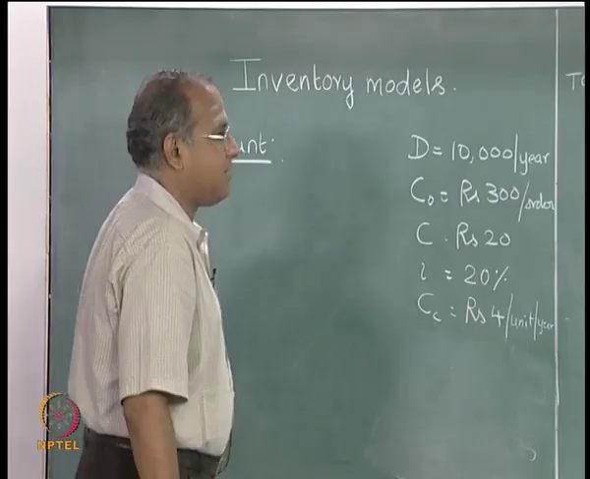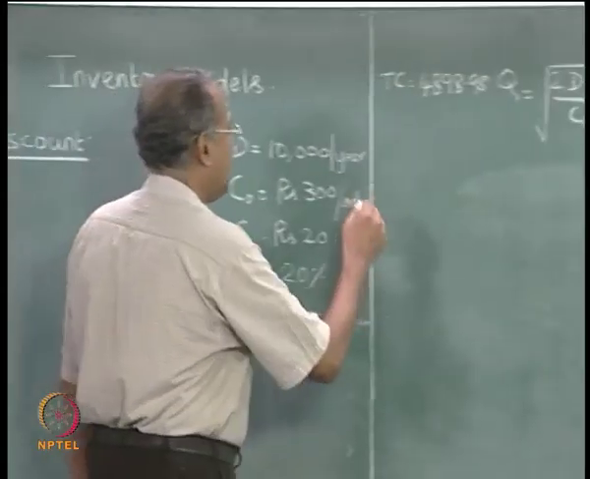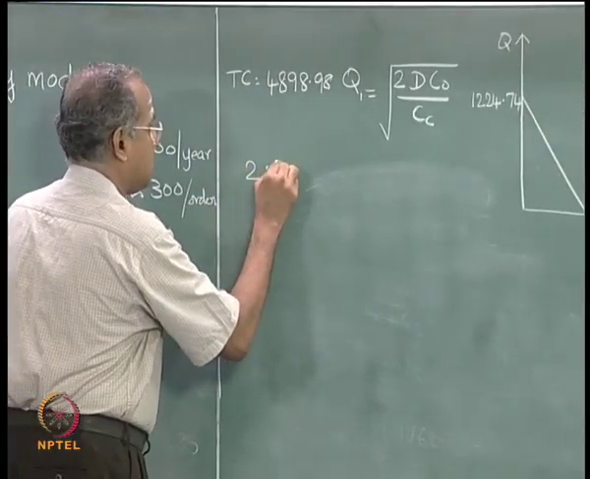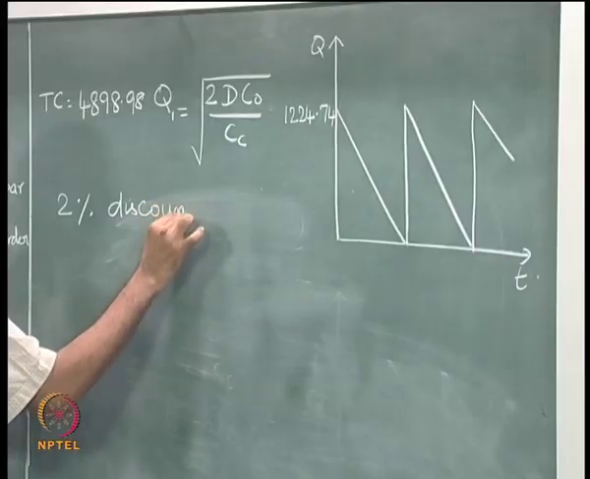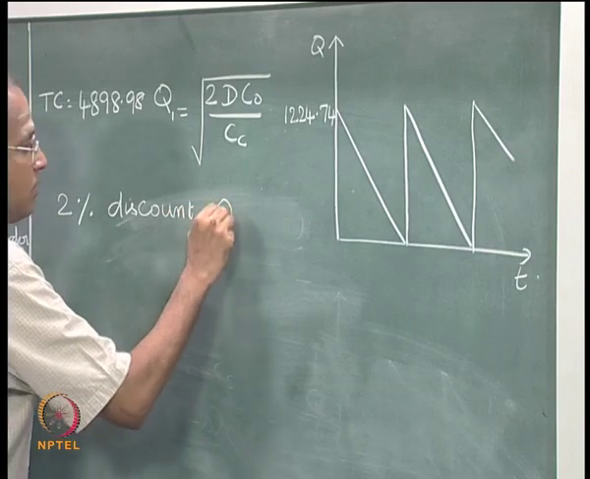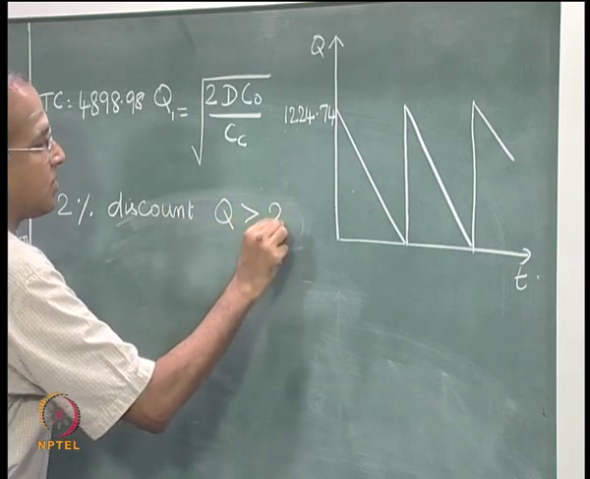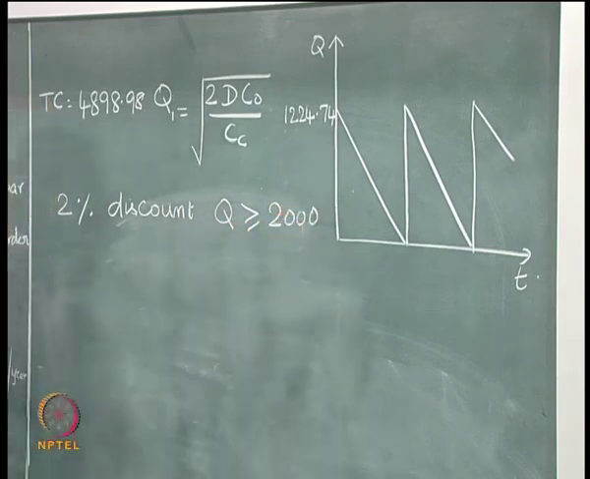Now, let us assume that the vendor is willing to give a 2% discount when the order quantity Q is greater than or equal to 2000.